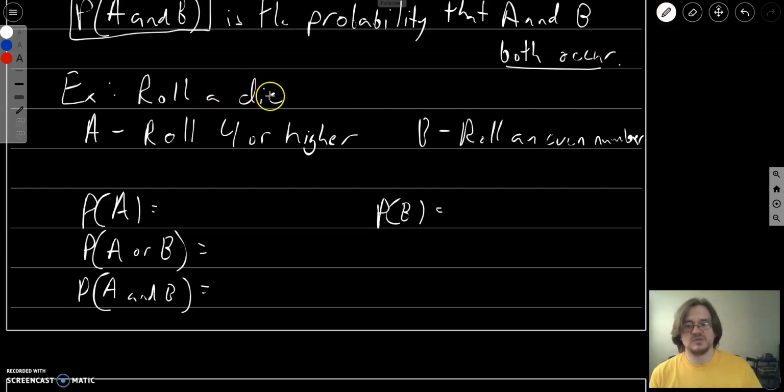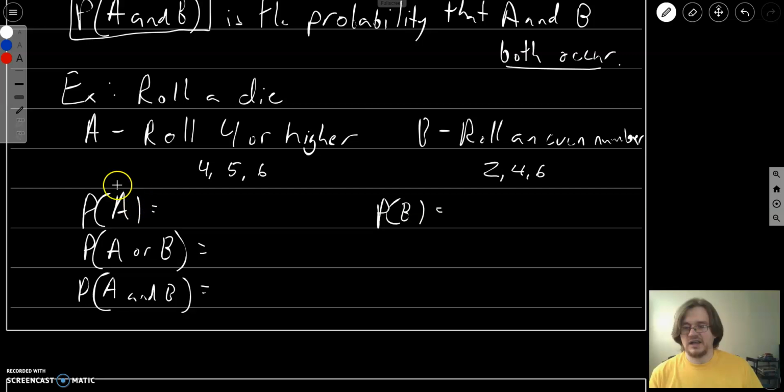So let's roll a die, and we'll call A the event of rolling a 4 or higher. So this means that A occurs if we roll a 4, or a 5, or a 6. And the event B is going to be rolling an even number. So B will happen if we roll a 2, a 4, or a 6.